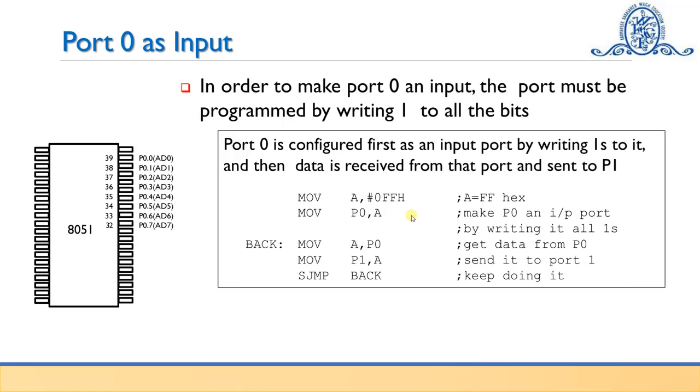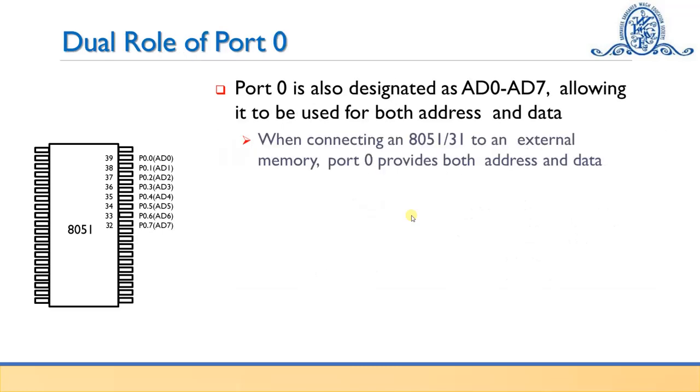So using this I have made P0 an input port by writing all ones to it, and then I can read the data which is available on the pins of port 0 by using the instruction MOV A, P0. So whatever information is available on the P0 pins, sent by the external world, can be input into the accumulator, and then I can transfer it to another port, say port 1, and I can keep on scanning it again and again. So this is about the input port.